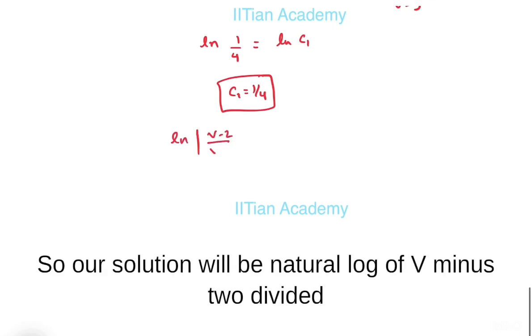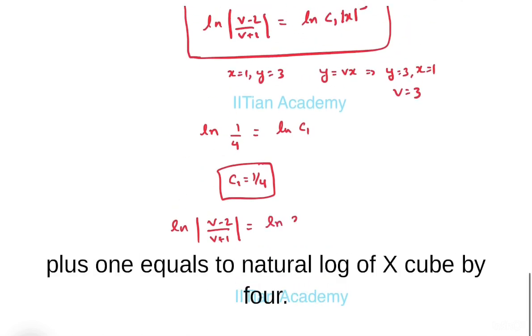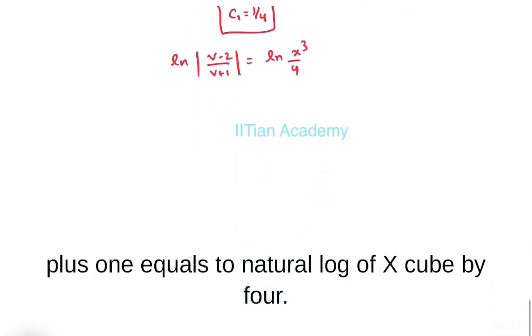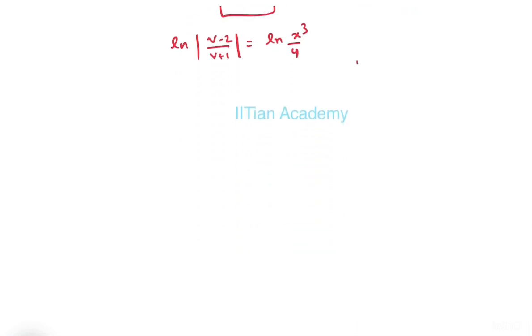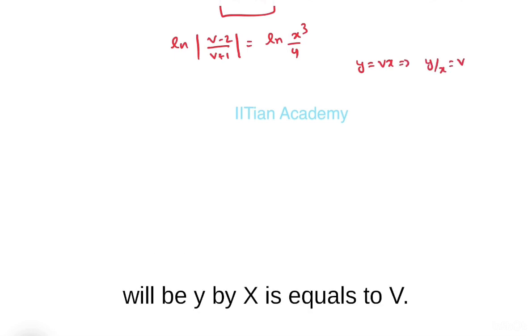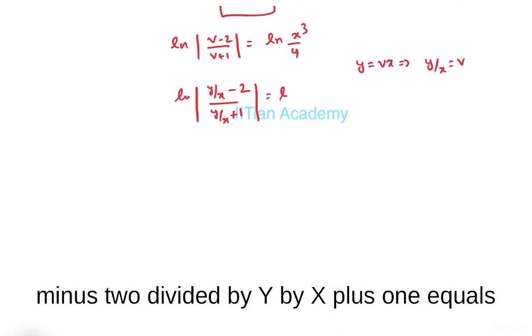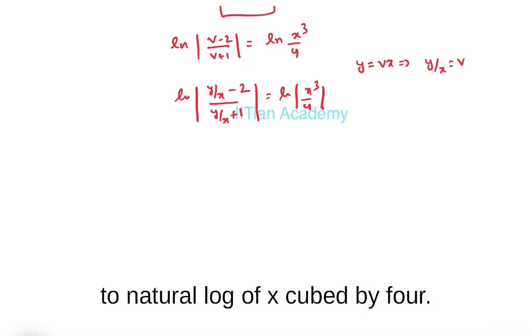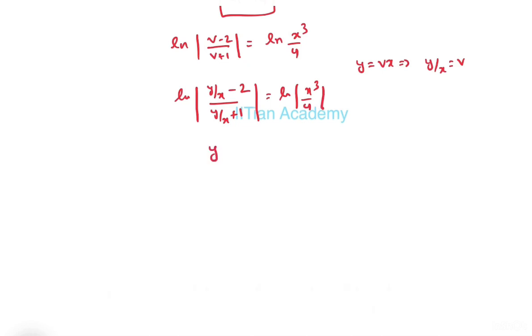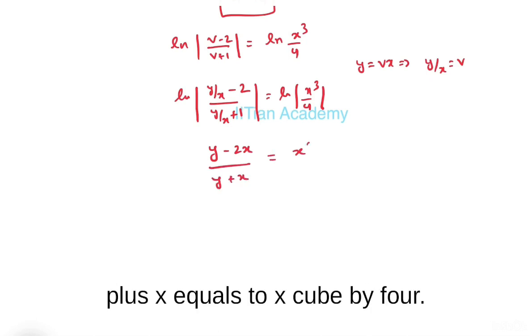So our solution will be natural log of v minus 2 divided by v plus 1 equals natural log of x cube by 4. Now replacing the value of v using our substitution, y by x is equal to v. So this will be natural log of y by x minus 2 divided by y by x plus 1 equals natural log of x cube by 4. Now we can equate the argument. This is y minus 2x divided by y plus x equals x cube by 4.